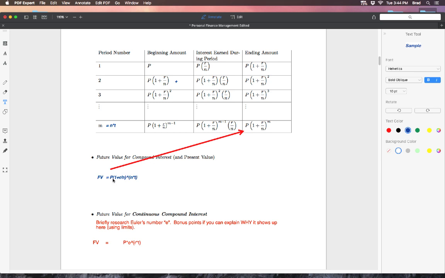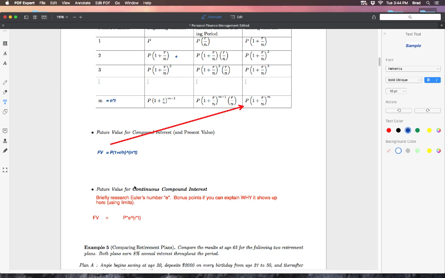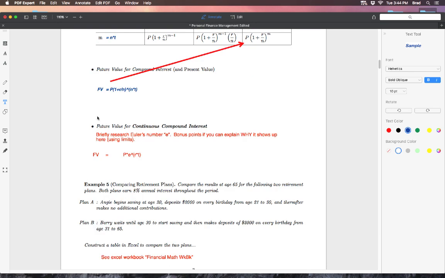And present value would be then solving in a similar way as what we did before in terms of dividing through to solve for p, for example. I want to make one comment about future value for continuous compound interest, because this is going to come into play with inflation. So a good discussion question or brownie point objective would be to research Euler's number e. In other words, it's approximately 2.718, I believe, something that never ends. And bonus points if you can explain why it shows up here.